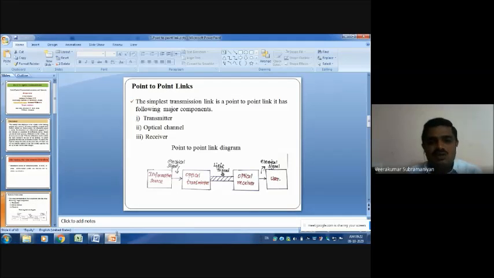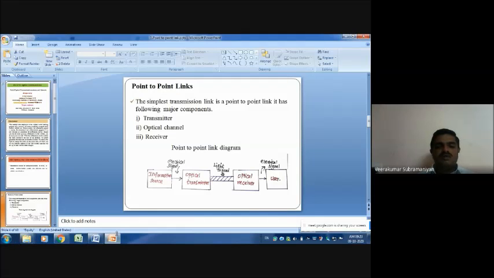So now let us look into the point-to-point link. This is the first topic of Unit 5. Point-to-point represents the transmitter part and receiver part. In between the transmitter and the receiver, we need to establish a fiber optical cable. The simplest transmission link is a point-to-point link. It has the following major components. The points represent the optical transmitter as well as the optical receiver. In between, the channel is established, which may be fiber optical cable.